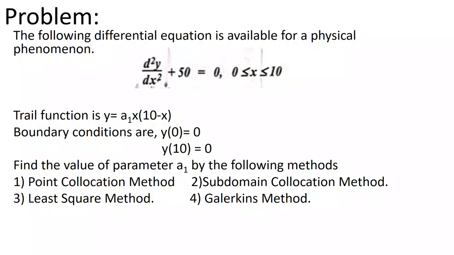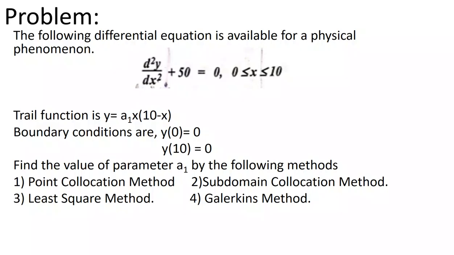This is the problem they have given for a physical structure, with boundary conditions and the variable of the trial function. In this, we want to find the value of a1. The problem says to find the value of parameter a1 by the following methods: first, the point collocation method; second, the subdomain collocation method; third, the least square method; and fourth, Galerkin's method.